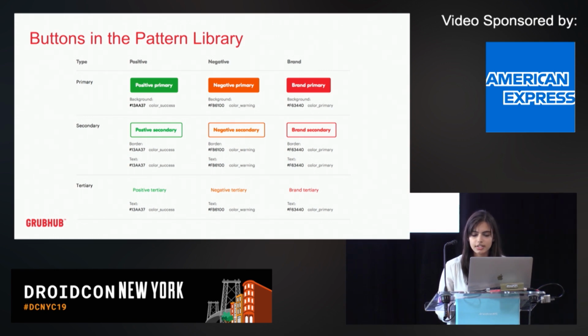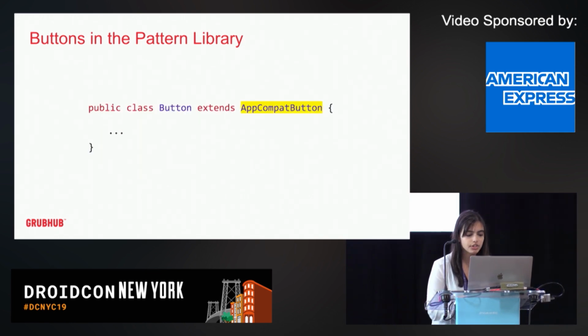So let's take a look at how this is actually built. Buttons are a very inherent thing in Android. We already have ways of building them. We don't necessarily want to change how they function. We just want to change the way they look so that they match our brand identity. So what we did was we essentially created a custom view class called button that extends app-compat button. At the time at which we built this, we were on version 7 of the support library, which is why we're extending app-compat button. But I'll come back to that in a little bit.